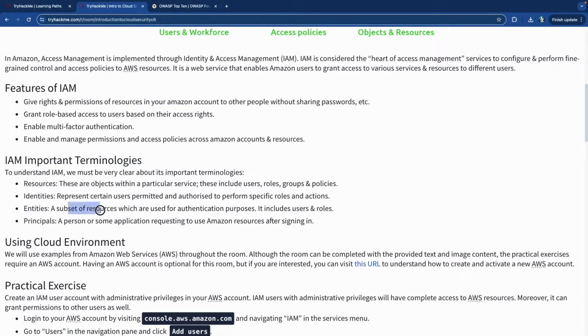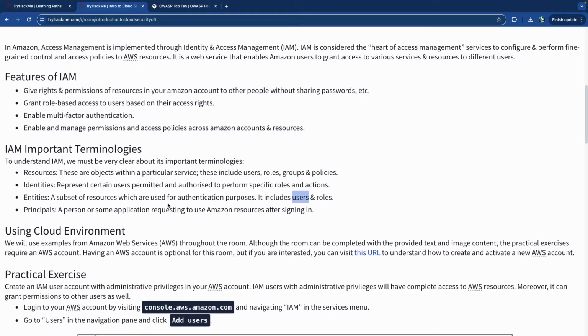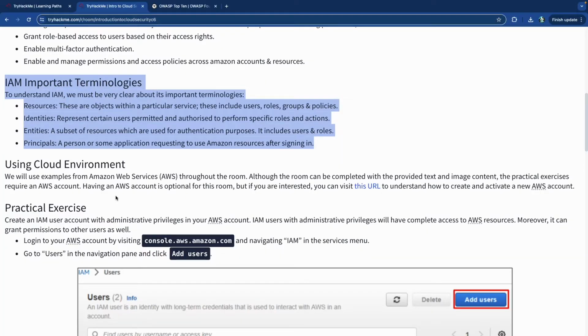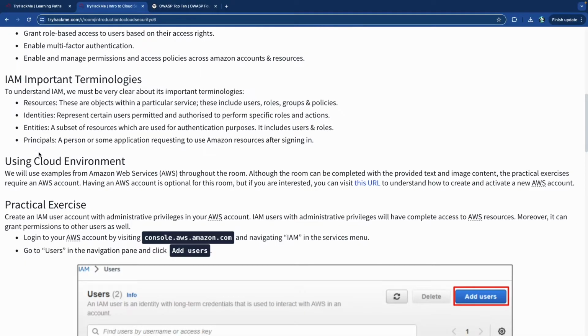Entities are the subset of resources which are used for authentication purposes. It includes the users and their roles. They're all considered entities. And principals are a person or application requesting to use Amazon resources after signing in. So these are IAM terminology specific to Amazon. Azure can have different labels for these things, but they typically represent the same description. So their label might be different, but it represents the same description.